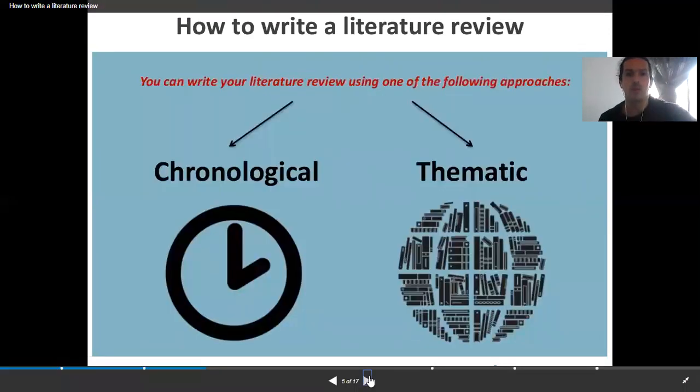Okay, we have to take into account two little issues. Number one, the chronological part. So, as I was telling you before, no more than 5 years old, the studies. And the thematic, so the categories of study.